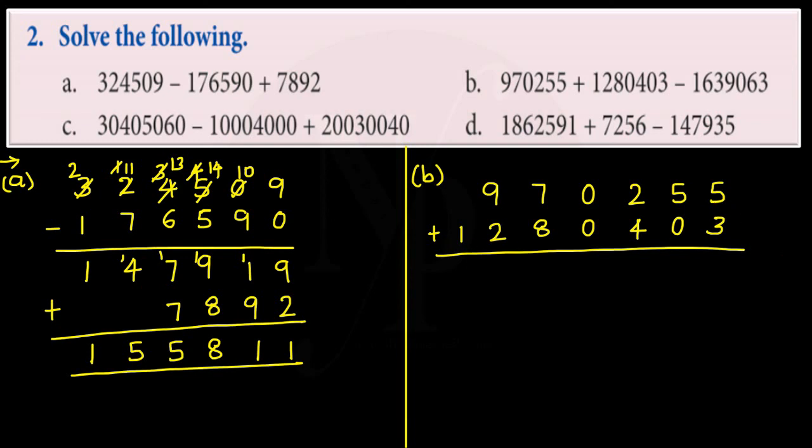5 plus 3 is 8. 5 plus 0 is 5. 2 plus 4 is 6. 0 plus 0 is 0. 7 plus 8 is 15. 5 is written here, 1 is carried forward. 1 plus 9 is 10. 10 plus 2 is 12. 1 is carried forward. 1 plus 1 is 2.